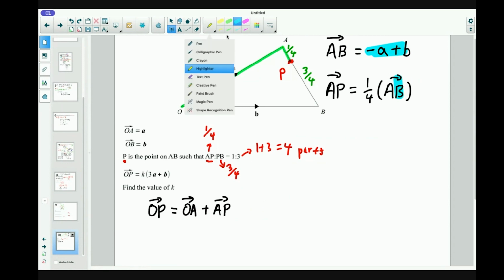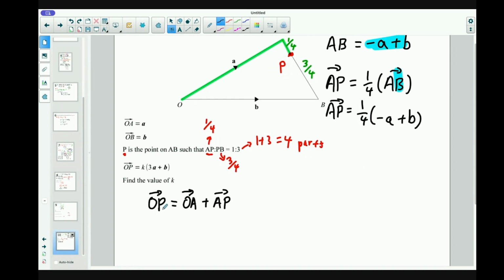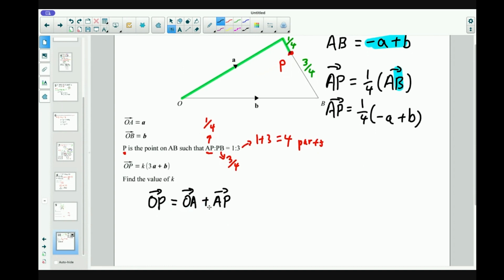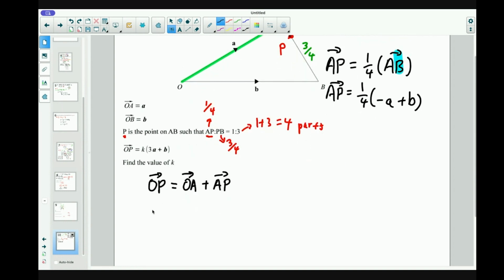So I can just simply rewrite vector AP as the same thing as 1/4 of negative A plus B. So vector AP is 1/4 of this whole section right there. So now we can progress with what we had originally. So vector OP is the same thing as vector OA plus vector AP. So let's go ahead and make those substitutions.